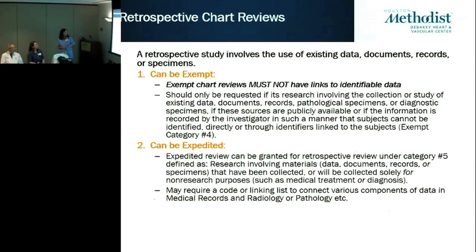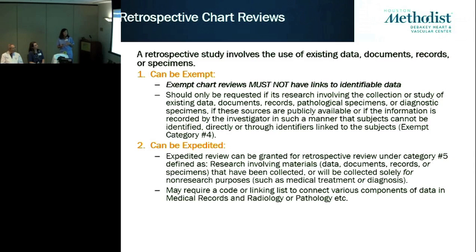So exempt studies for those retrospective reviews must not have links to the identifiable data. That's one of the main things. It should only be requested if the research involves the collection or study of existing data, documents, records, or specimens, if these sources are publicly available, like we said before, and if the information is recorded in such a manner that you can't identify the patient.